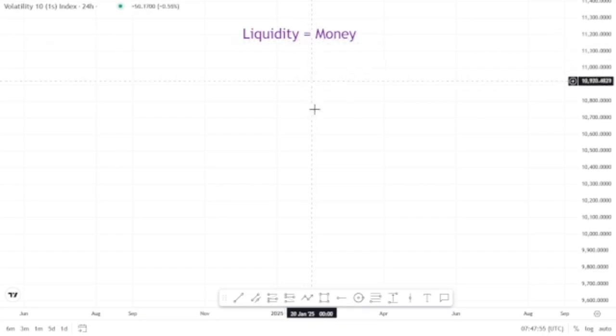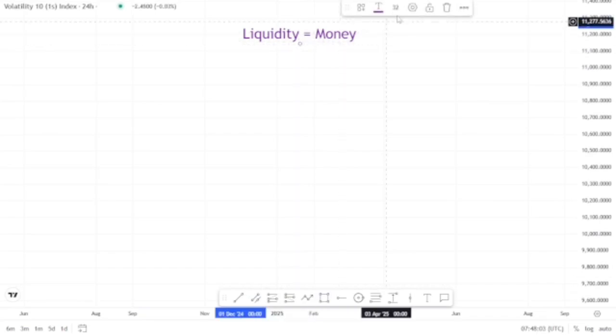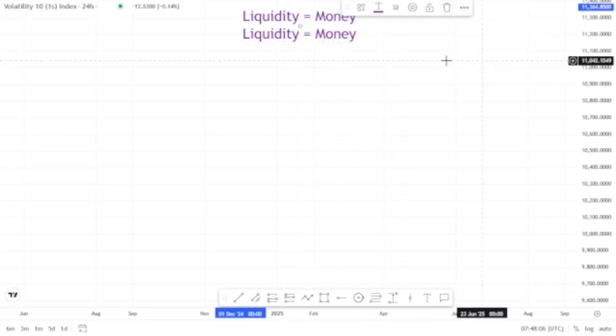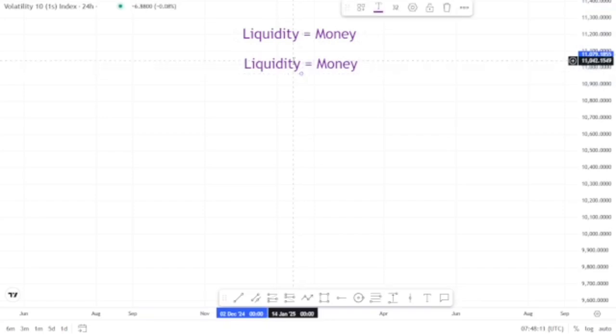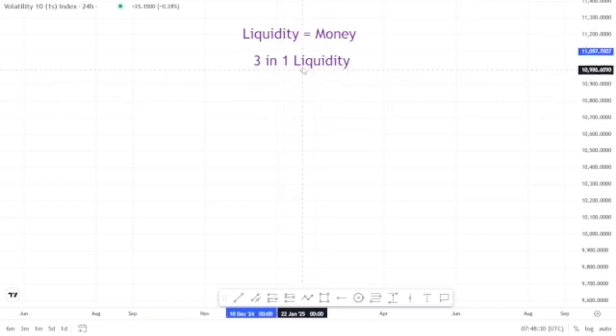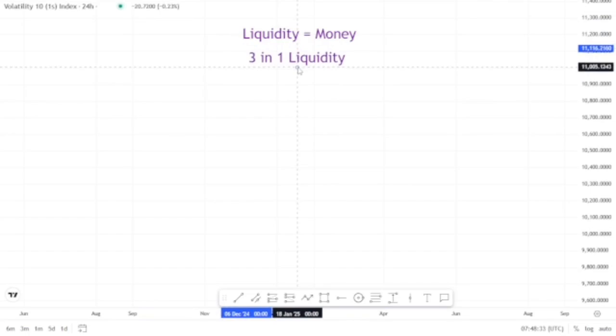So I'm going to be talking about liquidity as in the three-in-one liquidity concept. That's what I'll be discussing with you: the three-in-one liquidity concept and how to validate them. In a setup that you are going to be trading, you are going to be looking for three liquidities. You understand? Three forms of liquidity.